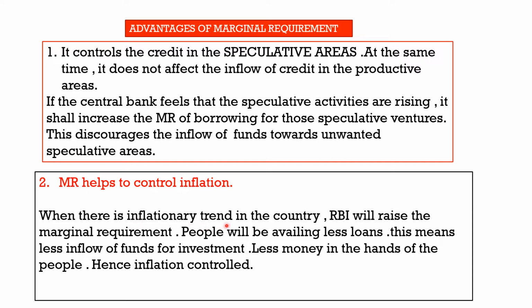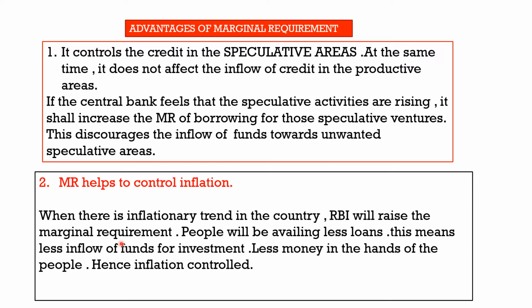Next is that the marginal requirement also helps to control inflation. Whenever there is an inflationary trend in the country, what does that mean? That means that people are having lots and lots of money, the prices are rising, everybody is having a pocket full of money, but you are not enjoying it as an economist because everything is getting more and more expensive. In that case, RBI will raise the marginal requirement because people are already having a lot of funds in their pockets to invest.